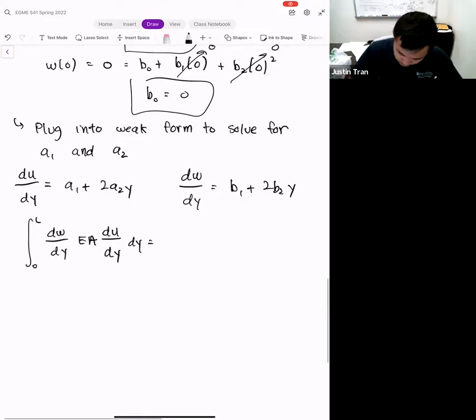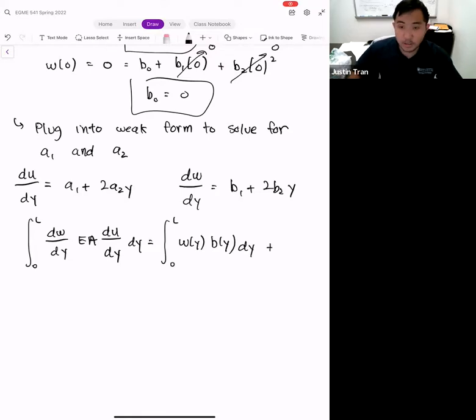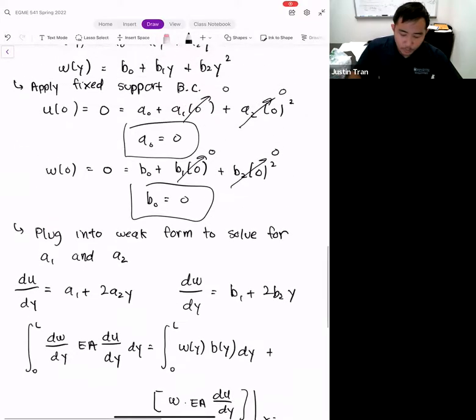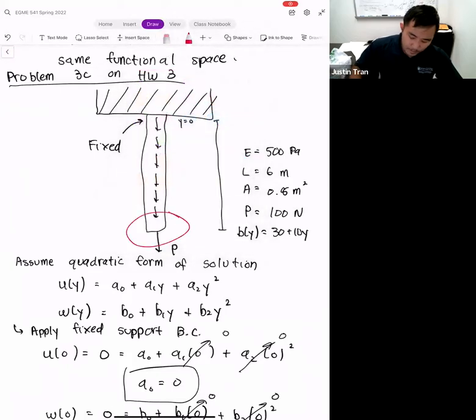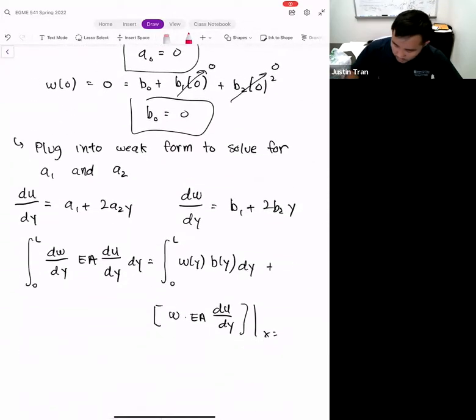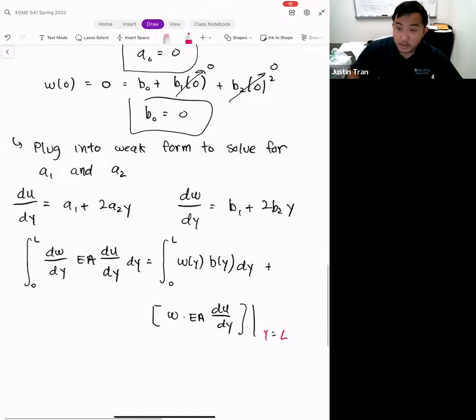is equal to the integral from 0 to L of w of y, b of y, dy, plus our Neumann condition term. Our Neumann condition term is w times EA du/dy. We're evaluating this at the Neumann boundary. If you go back up to our problem geometry, our Neumann boundary is going to be at the bottom, right? And so that's going to be at y equal to L.